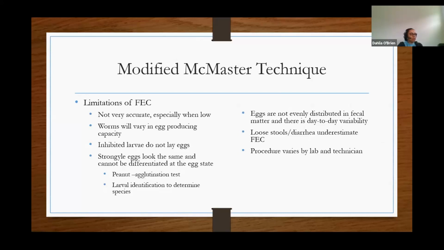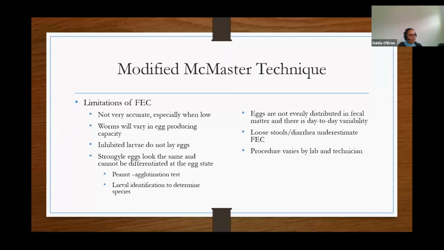So some limitations of fecal egg counts that we should keep in mind when we're doing this technique on our farms or in our labs. Fecal egg counts, at times they're not very accurate, especially when they're low. So the lower the fecal egg count or the lower the level of infestation in your herd, the less accurate it is. Worms do vary in their egg producing capacity, so that will affect the fecal egg count as well. Even if you take multiple fecal egg counts throughout the day, the eggs aren't distributed uniformly throughout the fecal sample, so they could vary in a sample as well.